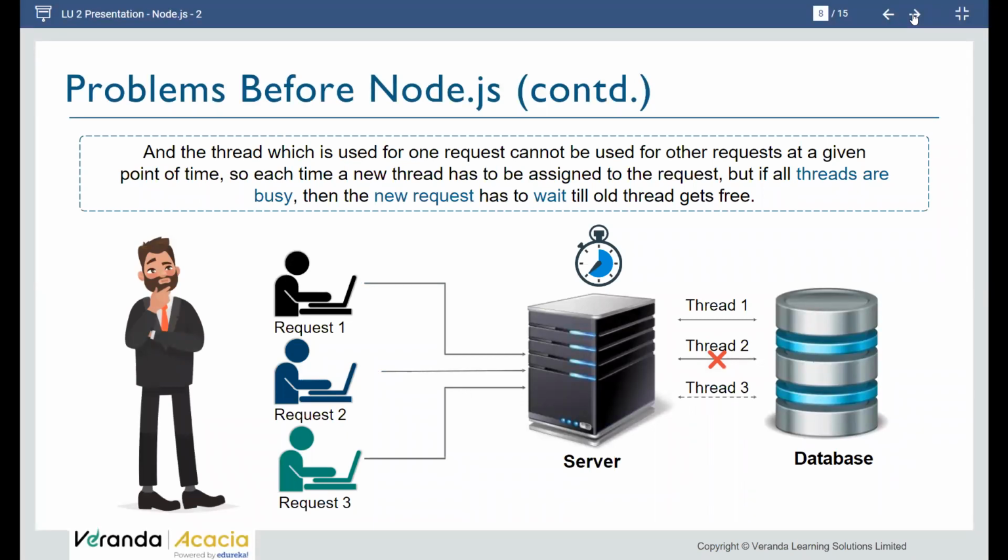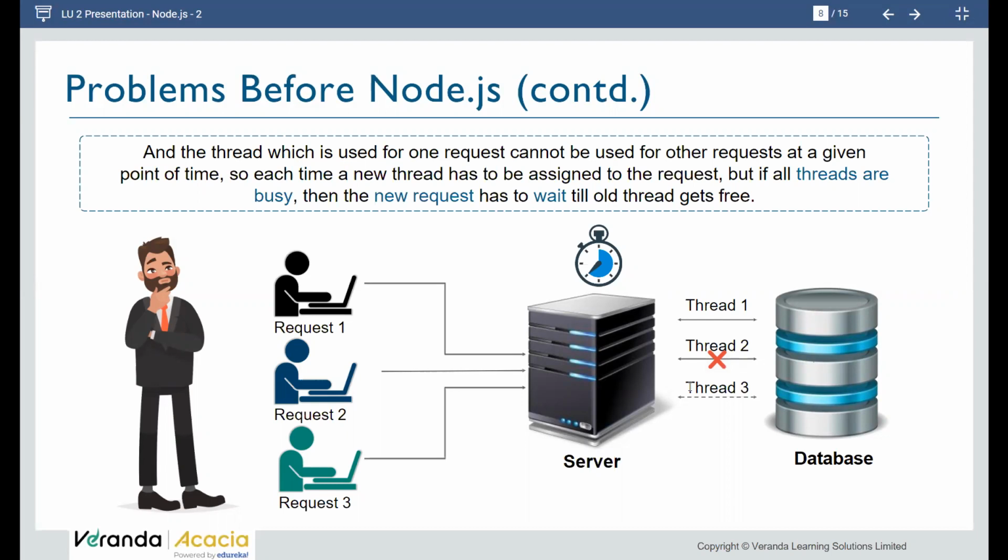Okay. So another problem before Node.js. For example, if I'm using Java or .NET, 10 requests are there. So 10 people are requesting. A single user can give 3 requests at a time. So these 3 requests will work independently, one after the other, or these requests can work simultaneously.